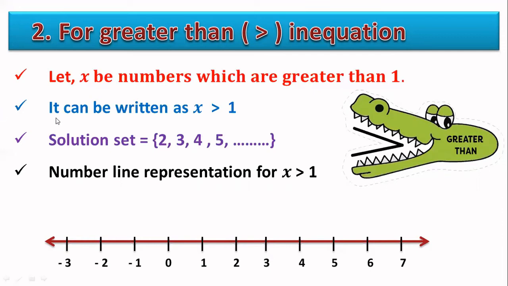So x is greater than 1 means x is not taking 1 but all the numbers which are greater than 1. So that means there will be a circle at 1 and it will move towards the right. That's good. And it can also be shown by another symbol like this. Very good. So I think from example 1 of less than and example 2 of greater than, you have grabbed enough idea. Okay, so I'd like to take you further.